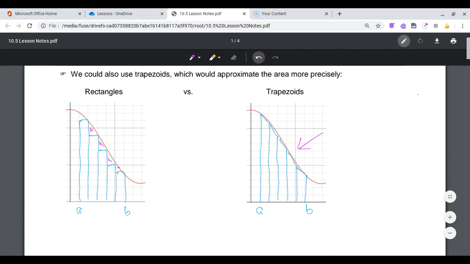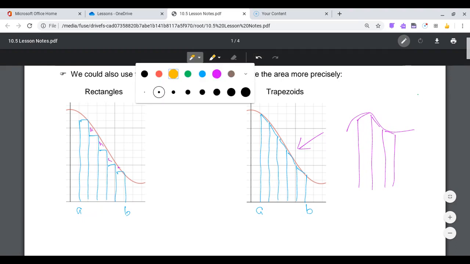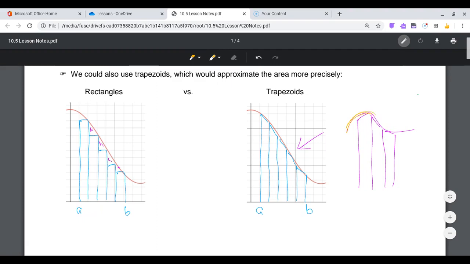Now I use a pretty steep curve here, but it would still be noted that if I had a curve and I'm trying to fit my trapezoids under here, it's still not a perfect fit, okay? I still have something curvy going on that I'm trying to fit a slanted straight line underneath. So there's still an issue with it fitting perfectly, but they do fit better than rectangles.